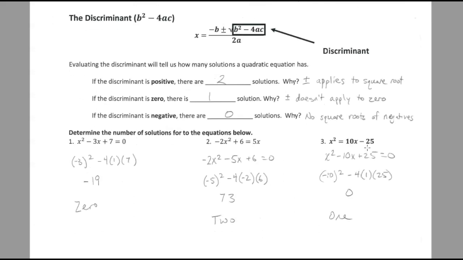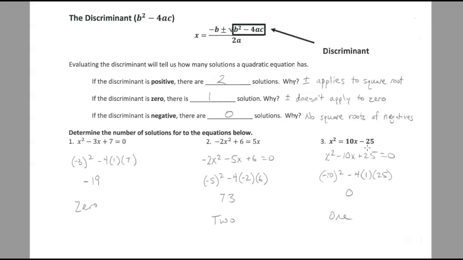If the discriminant is positive, there's two solutions. The reason is the plus and minus will apply to whatever that square root is. If the discriminant is 0, though, then there's only one solution, because if you do the square root of 0, you get 0. So adding and subtracting 0 does not give us two different answers. So there's only going to be one in that case. And if the discriminant is negative, there are no solutions because, again, we cannot take a square root of a negative number using real numbers.